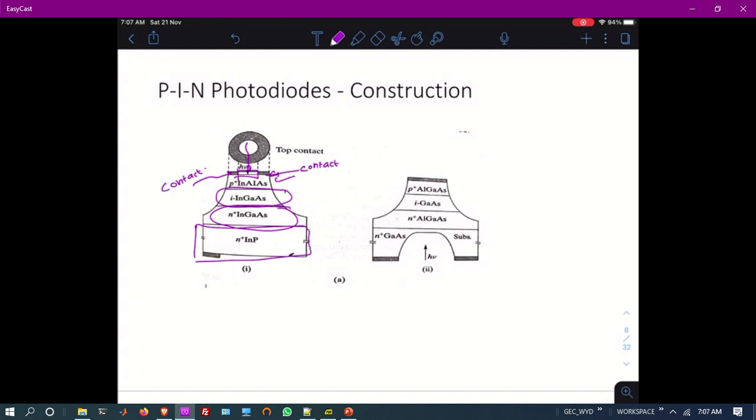That is one way. The other way is, this is the same material or the same structure. Instead of giving light from between the contacts, you create a curve in the substrate, and the light is provided from the curved portion. So there are two ways. In the first, you are shining light on the P plus region, and in the second, you are shining light on the substrate. Okay, this is aluminium based and this is indium based.